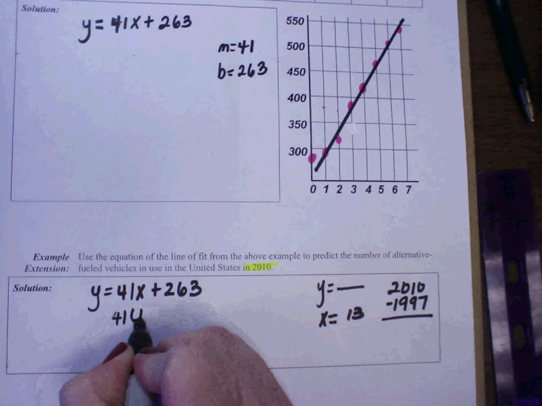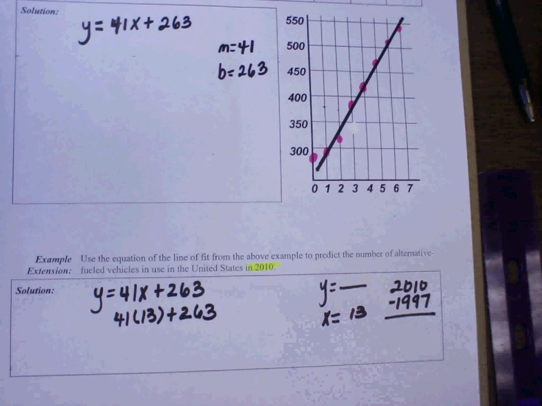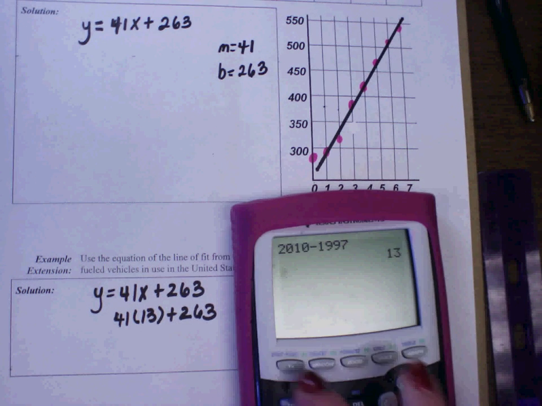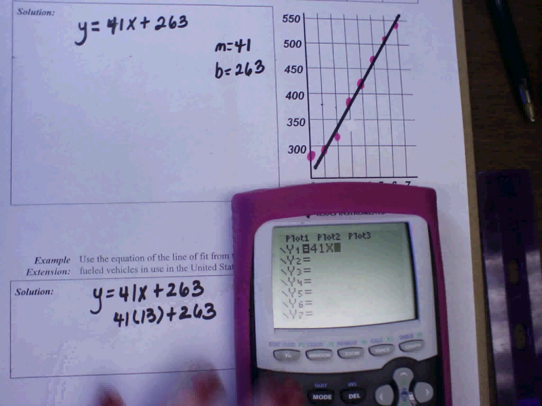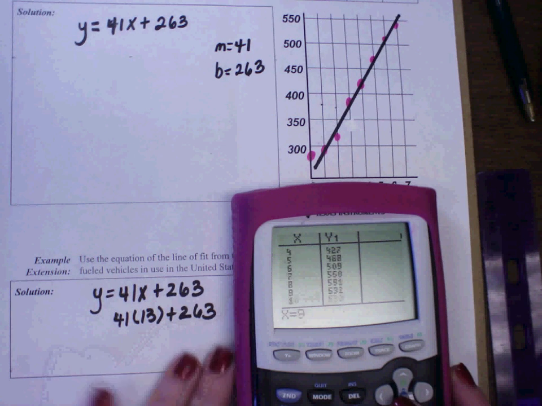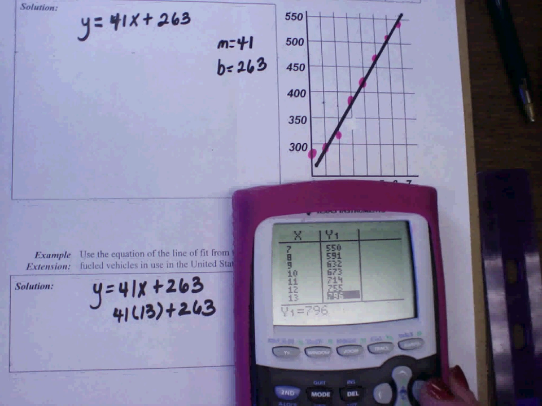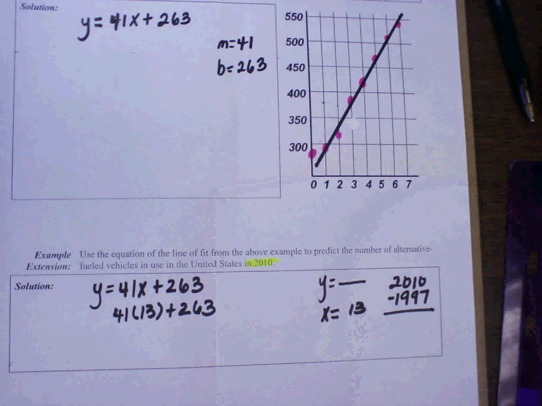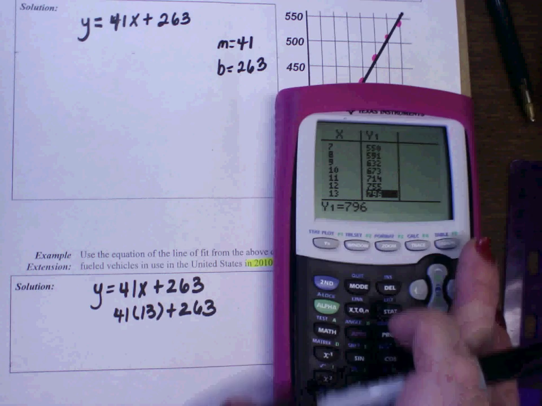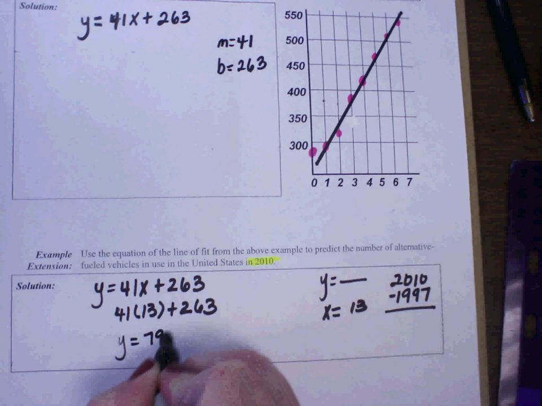Okay, so if x equals 13, then what can I do? I have two options. What are they? Table. I can go to the table. Very good. And what's my other option? Or I can say 41 times 13 plus 263. And that's it. Or I can just go straight to the table after I put that equation on y equal to. And then I can go to the table and look for x equals 13. There it is. And what's my answer?